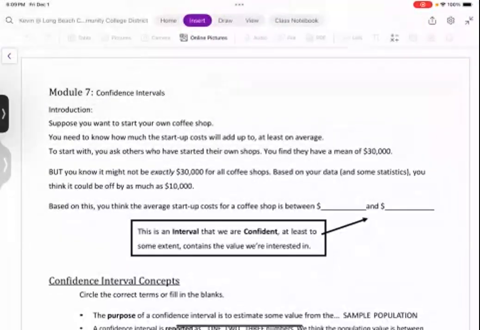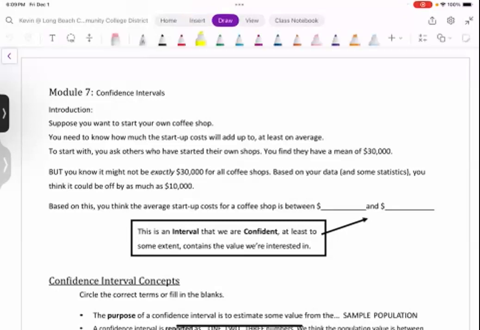Hey, everybody, welcome back. We are starting chapter 7, and chapter 7 is all about confidence intervals. And I wrote a little introduction here to sort of introduce us to what a confidence interval is.